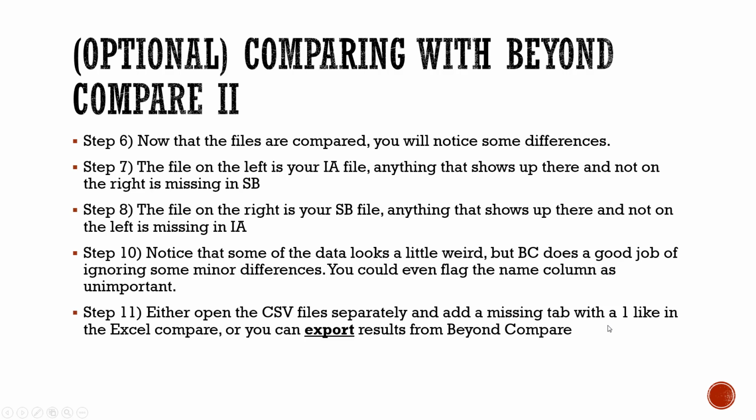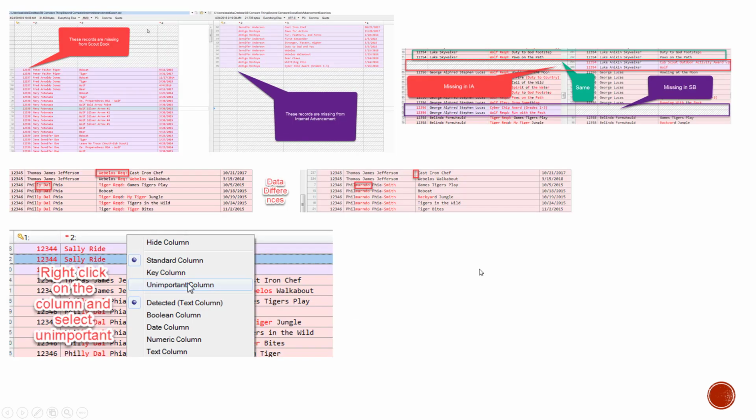And then once you're done, you go ahead and add a missing tab in there like you did before, and add the ones in like you did before. So if we look at the comparison, once we have that data in there, you'll see that we've got some scouts on this side that don't show up on this side. But we see that these scouts are showing up over here, so that means they're in Internet Advancement, they're not in ScoutBook. We have scouts that are over here that are not showing up over here in Internet Advancement. So right off the bat, you can see the differences.